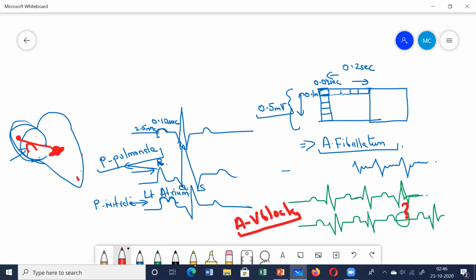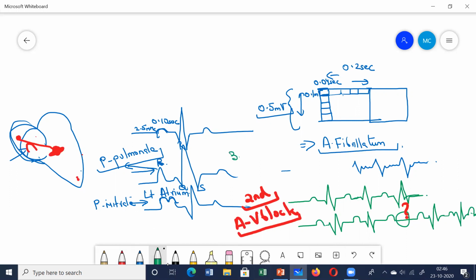Okay, so this can occur in second degree AV block, and third degree. In second degree AV block, at least you can see that most of the impulses are getting transmitted. In between there might be a gap. Again, you'll find two more impulses here. When you follow again, you'll find a P wave, and again there is no QRS. Okay, so some impulses are getting blocked.